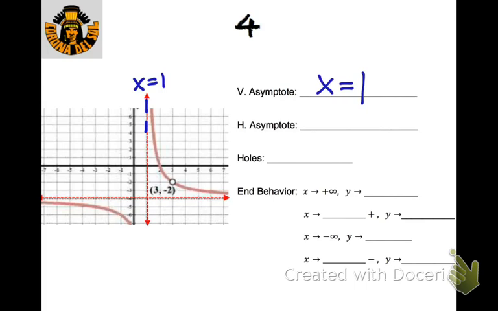The horizontal asymptote is y equals -4.